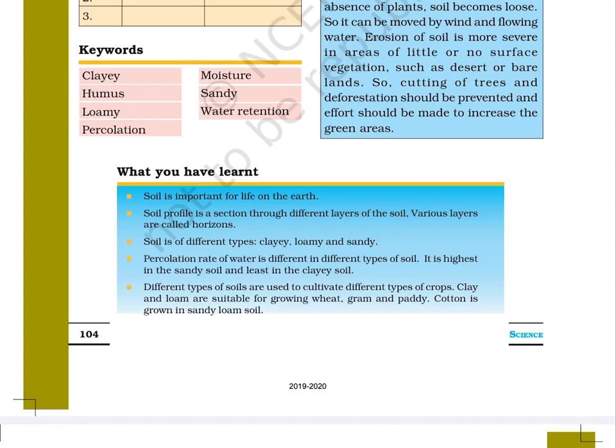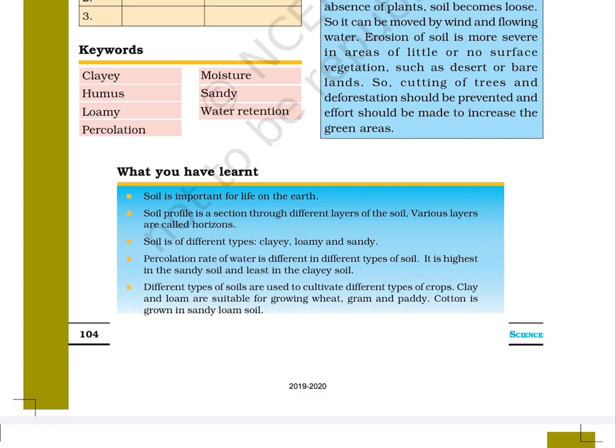What you have learned. 1. Soil is important for life on the earth. 2. Soil profile is a section through different layers of the soil. Various layers are called horizons.